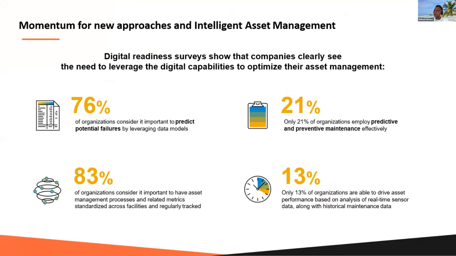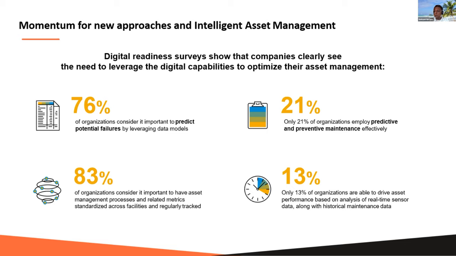So these are some of the statistics about new approaches and intelligent asset management. 76% of organizations consider it important to predict future failures by leveraging data models. 21% of organizations employ predictive and preventive maintenance effectively. So this 21% is of the people who implemented it, not the whole set, because that subset of people who are using predictive is very small.